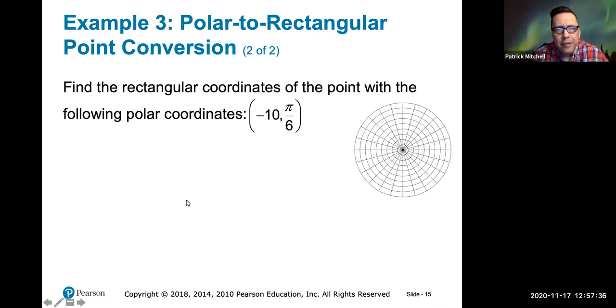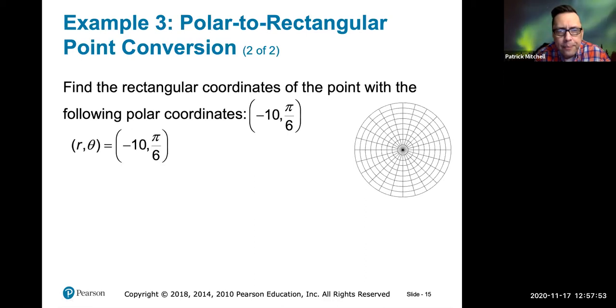All right, here's another example. This is a great one for you to try if you want to pause the video. Find the rectangular coordinates of the point with the polar coordinates -10, pi over 6. So that's going to work exactly the same way. r is -10, theta is pi over 6.